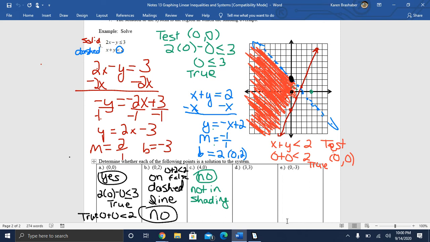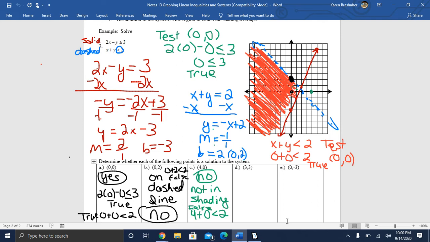You could also check it by substituting in 4. I'm going to put it in the bottom inequality: 4 plus 0 is less than 2. That is false. And so there's another reason why this is not a solution.